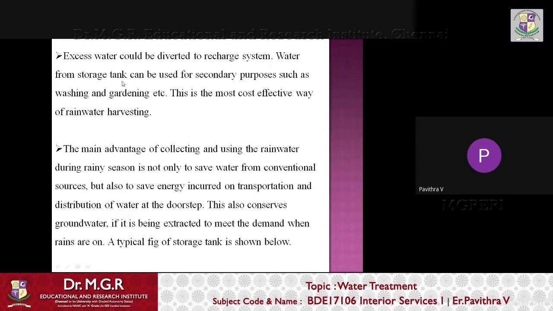The water from the storage tank can be used for secondary purposes such as washing and gardening. This is the most cost effective way of rainwater harvesting. We are going to store it in a storage tank. The main advantages of collecting and using the rainwater during the rainy season is not only to save the water from the conventional sources, but also to save energy incurred on transportation and distribution of water to the doorstep.